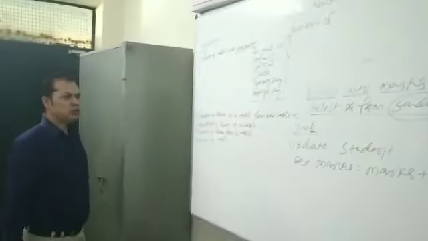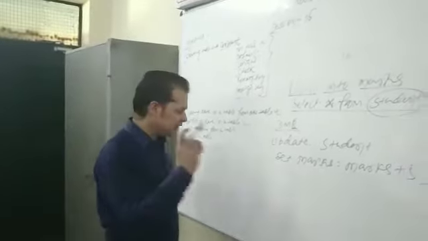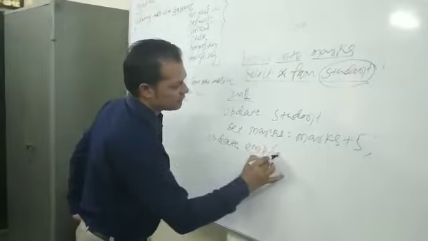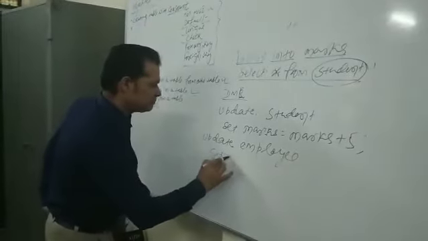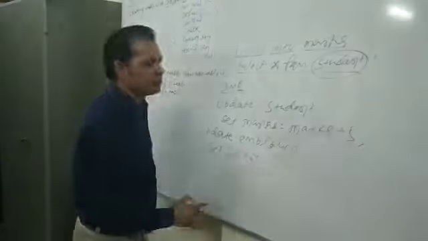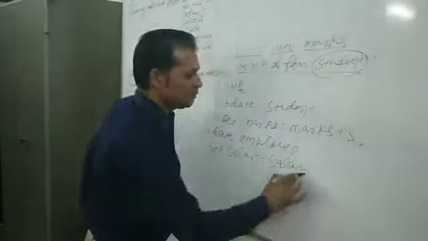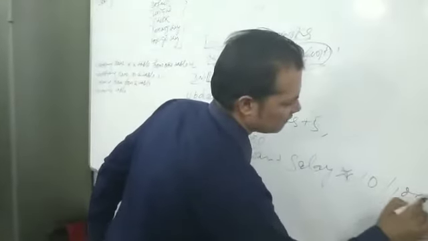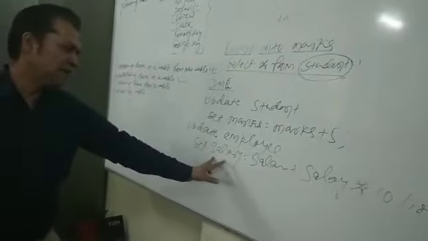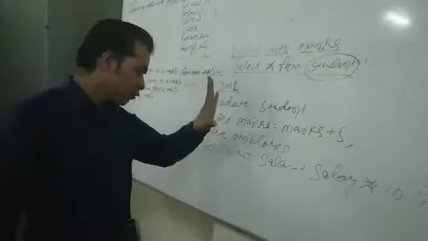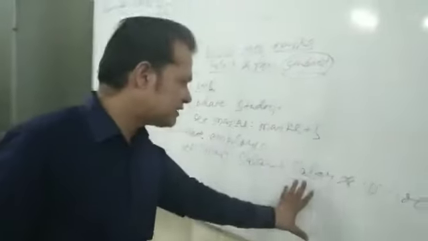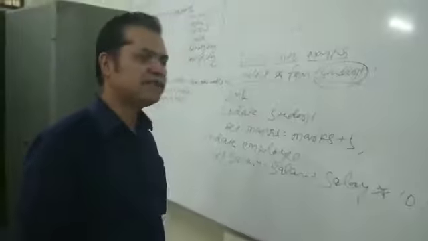If you want the salary to be hiked by 10% for all employees, then the command will be update employee, where employee is the table name, set salary equal to salary plus salary star 10 by 100, semicolon. Now the update command is the same. Set salary means I am trying to set the salary to whatever the salary currently is, plus 10% of the salary. So you can simply write salary star 10 by 100. It will hike the salary by 10% for all employees.